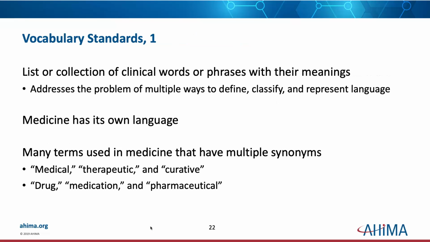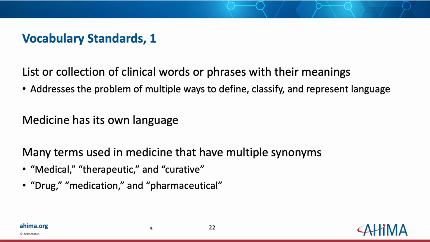So moving on to vocabulary standards, we're now on page 207 in your book. Vocabulary standards are a list or collection of clinical words or phrases with their meanings, and they address the problem of multiple ways to define, classify, and represent language. Medicine has its own language. There are many terms in medicine that can have multiple synonyms, and the use of these synonyms can make it difficult to identify patients that have a specific disease or condition.